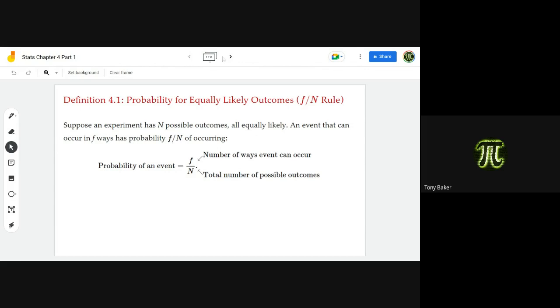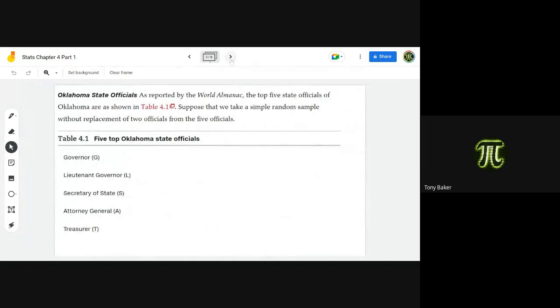Wrong screen. Can't change that one. All right.